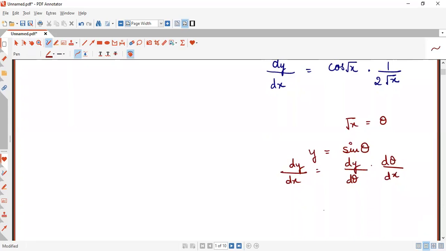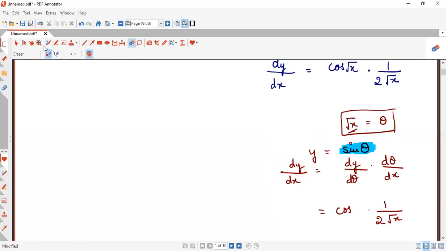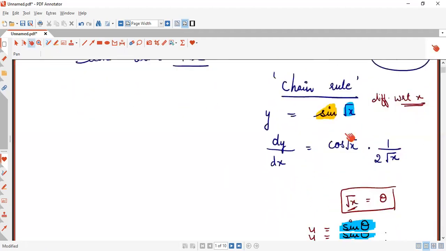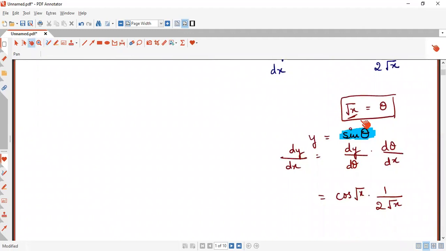Dy upon d theta, y is sine theta, that differentiation will be cos theta, and d theta by dx. Theta is root x. What is the differentiation here? D theta by dx will come 1 upon 2 root x. If we substitute the value of theta here, theta is what? Root x. So if we substitute the value over here, theta as root x, will I get the same answer as I'm getting here directly? This was using the parametric form that we have done in 12th grade already, that we substitute x equals to cos t, y equals to sin t, and then we differentiate with respect to x.